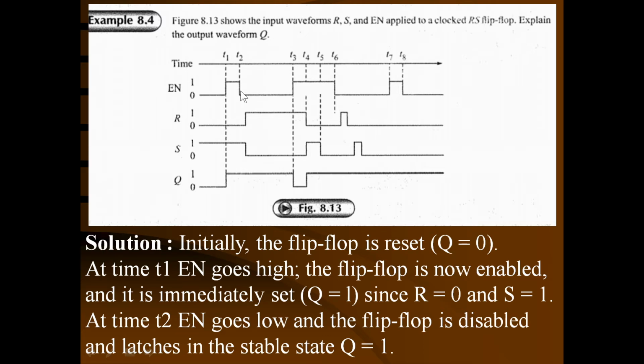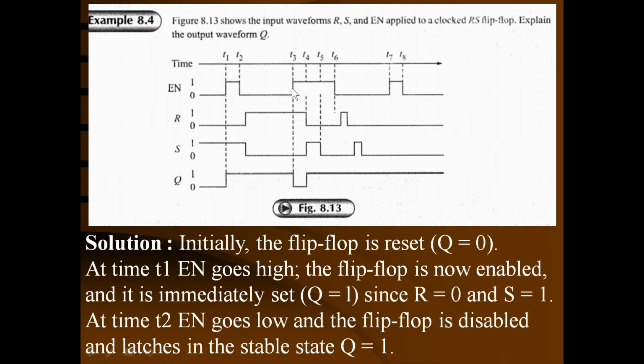And hence, at T2, again the enable becomes low. That means when the enable input becomes low, from high to low, it will retain the last value of the Q. The last value of Q was 1, so it will remain 1 until time T3 because enable is going to be low. So it is not responding to the change in the inputs R and S, which is changing in between. The flip-flop is not going to respond as long as the enable input is low, or we can say that the flip-flop is disabled.